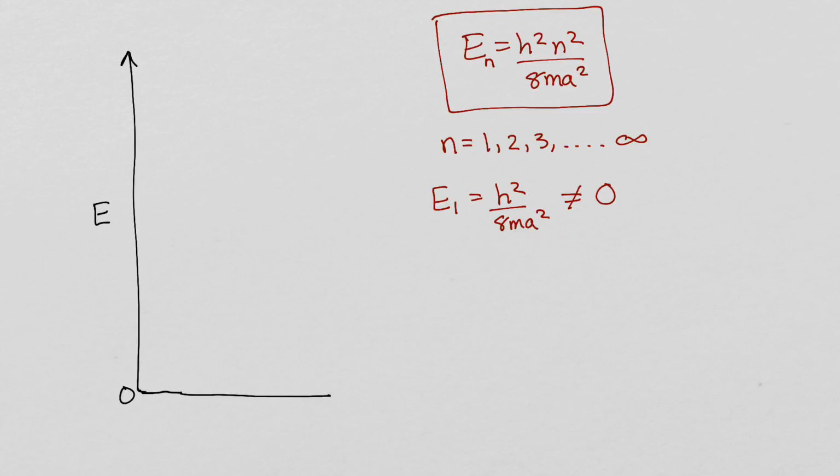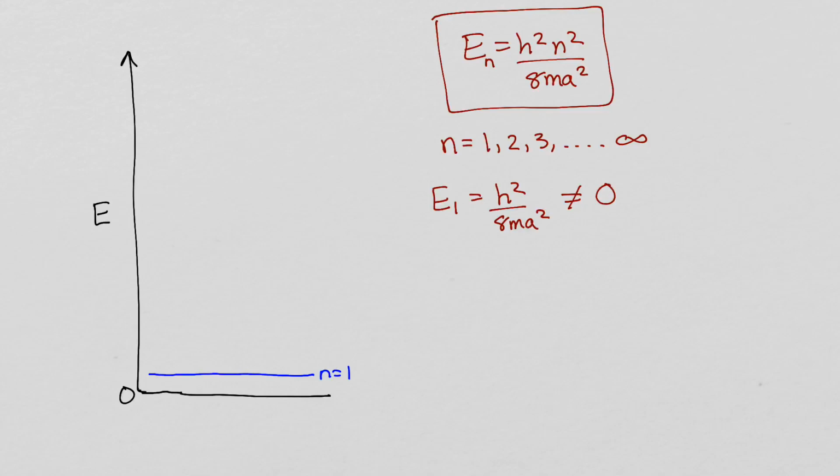If we want to draw that on our energy level diagram, our energy level for n equals 1 would be somewhere h squared over 8ma squared above 0. Now we'd have to plug in our length of our box and mass of our particle, but we know that it's not going to be 0.